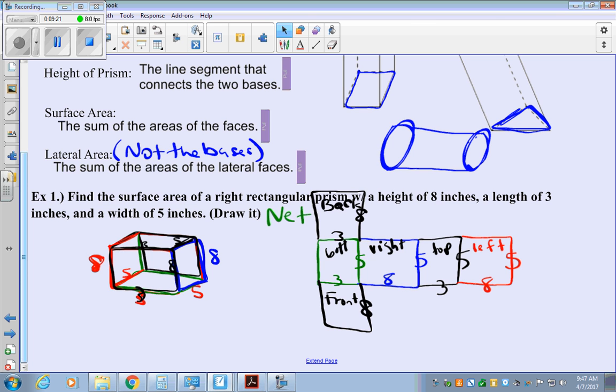Area of the backside. Jack, area of the bottom. Nope. 15, what are you talking about? 3 times 5, Jack.